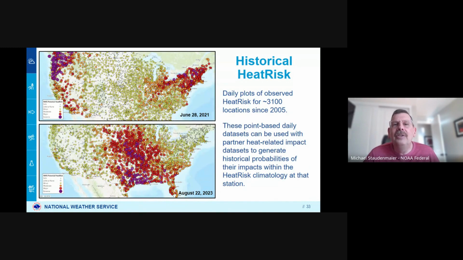Additionally, the data at each of these points are available for partners and you to work towards linking their unique impact data sets to the climatology of heat risk at a station, as we showed a few slides ago. You currently need to request the daily data for a station, but we hope to work on an automated method for retrieving these data in the future.